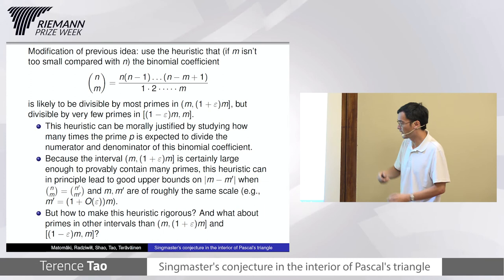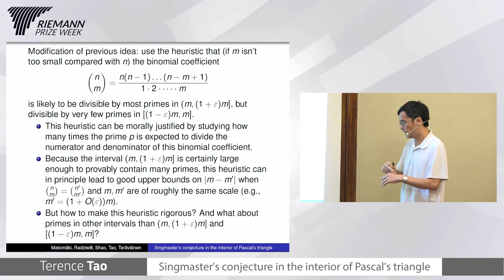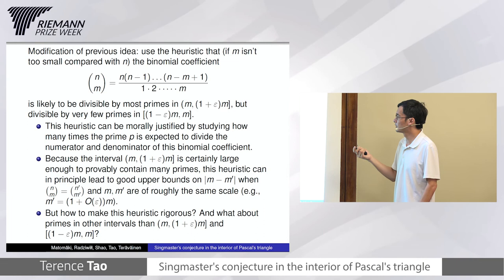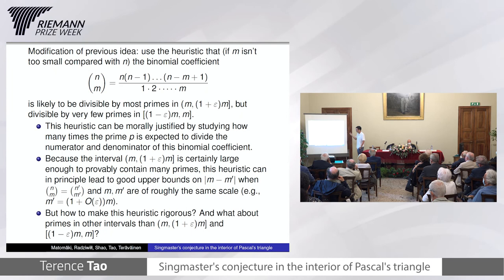And so if you have two different solutions to this equation, maybe there are not so many spikes, okay, and so the two solutions should actually be very close to each other. And so this is a more promising approach, because here the width of the interval is about the same size as the numbers in the interval. These intervals we do know contain lots of primes.